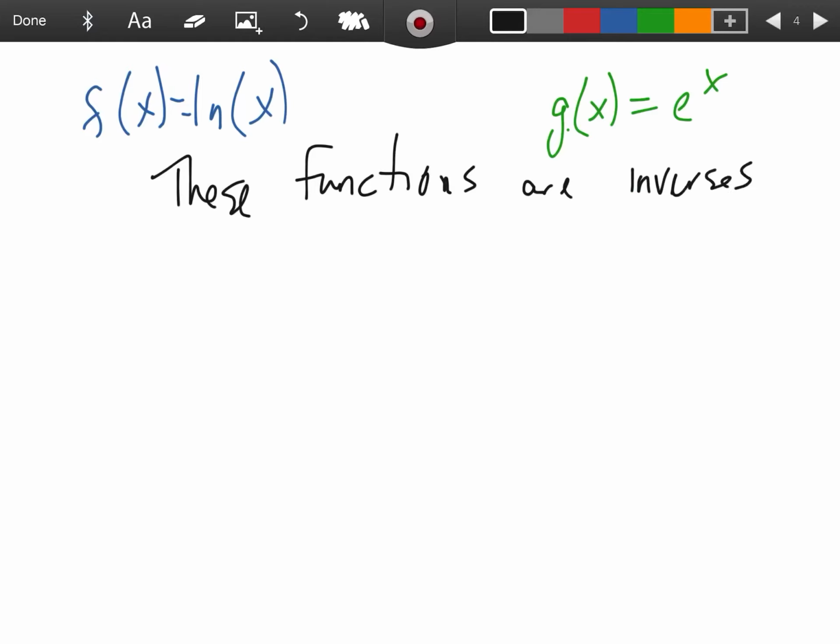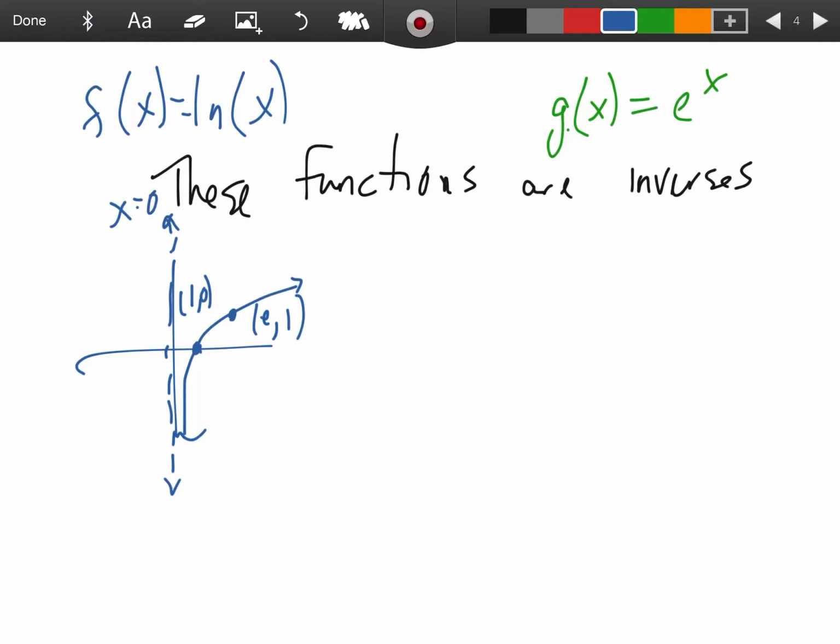And let's notice how their graphs relate, how their x and y values relate, so how their domain and range relate. So here's my graph of the natural log of x. Remember, we've got a couple of points here. We said we had the point (1, 0). We said we had the point (e, 1). And we've got this vertical asymptote at, excuse me, x equals 0. The y-axis is x equals 0.